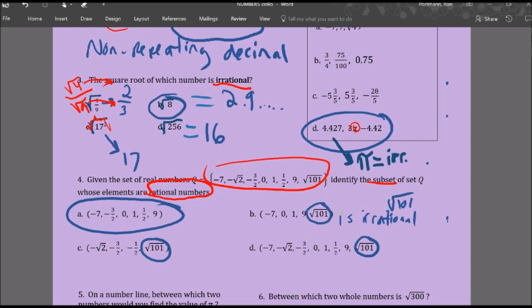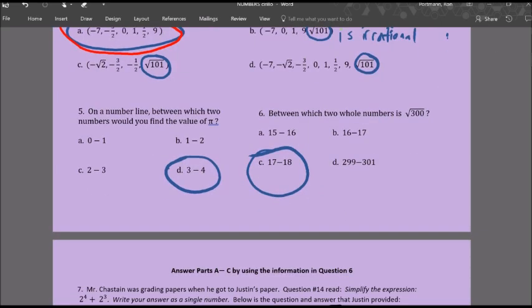All right? So all of these numbers right here in A are rational numbers. They're either integers or they're fractions. Remember, negative has nothing to do with rational versus irrational. Number 5, pi goes in between 3 and 4 because it's 3.14.